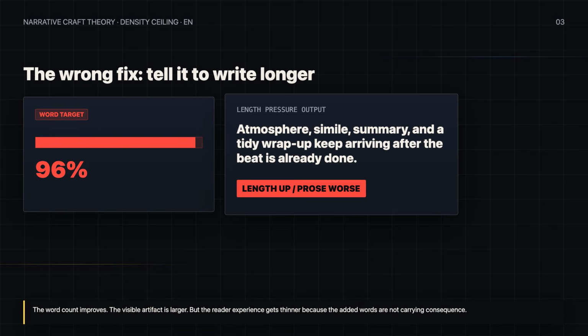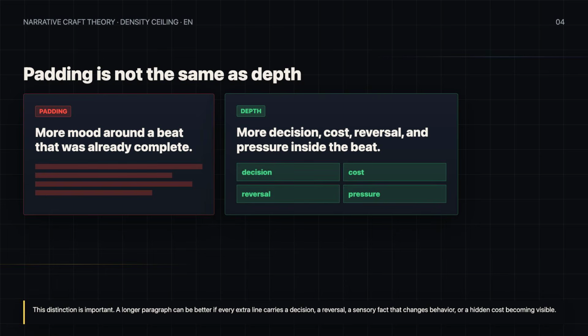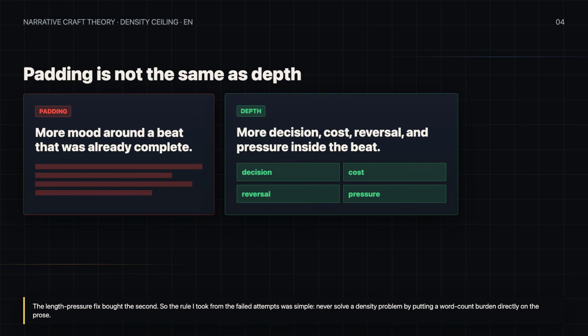The word count improves. The visible artifact is larger. But the reader experience gets thinner because the added words are not carrying consequence. You asked for more chapter, but what you actually got was more surface area. More sentences, less pressure. This distinction is important. A longer paragraph can be better if every extra line carries a decision, a reversal, a sensory fact that changes behavior, or a hidden cost becoming visible. But a longer paragraph can also be worse if it only adds mood around a beat that was already complete. The density problem was asking for the first kind of length. The length pressure fix bought the second.